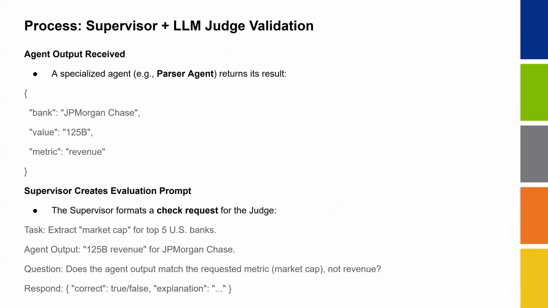So the supervisor agent creates an evaluation prompt. The supervisor formats a check request for the judge. That task is extract market cap for top 5 banks, and the agent output is going to be 125 billion revenue for JP Morgan Chase. And the question is, does the agent output match the required metric, which is market cap and not revenue? So the response of the judge can be correct, true or false, with explanation.